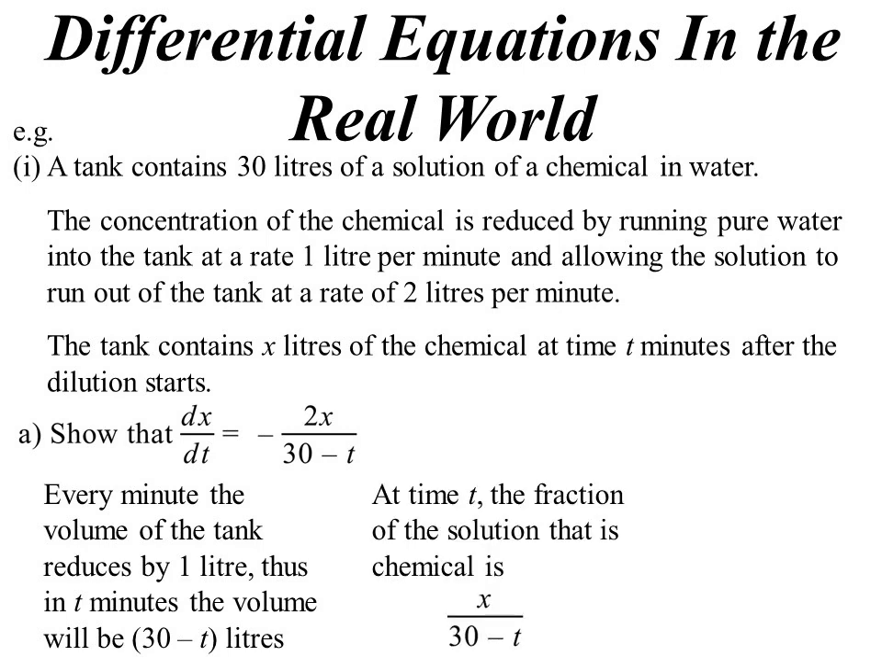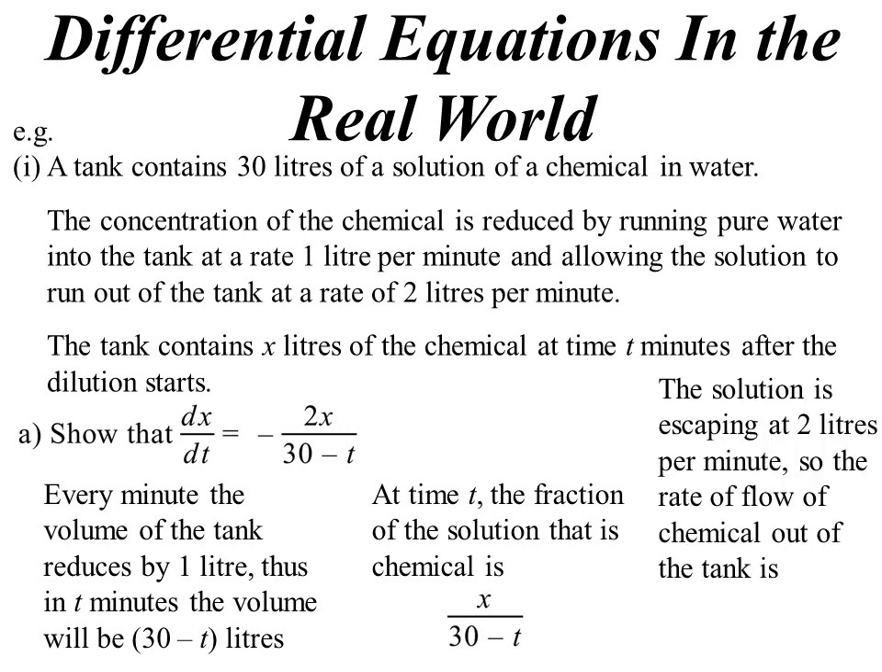Now, at time t, the fraction of solution in there, we said at any point in time there's x litres, and we just worked out the volume at any point in time is 30 minus t. So the fraction must be x over 30 minus t. We also know it's escaping at 2 litres per minute, so therefore the rate of flow must be negative 2x on 30 minus t. Negative because it's decreasing, and 2 because 2 litres are going out every minute, so we get minus 2x on 30 minus t. That explains where that expression comes from.